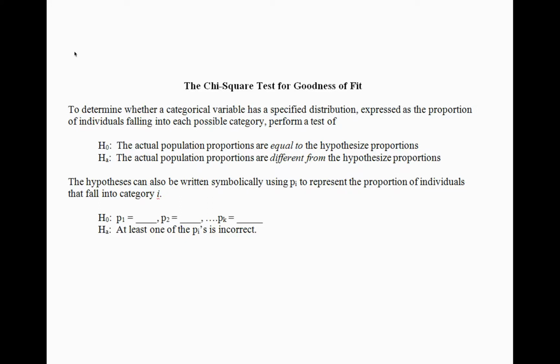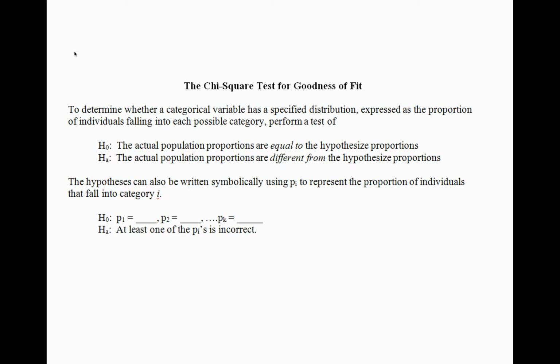All right, in lesson 11.1, we are looking at a new type of hypothesis test called the chi-square test for goodness of fit. This allows us to determine whether a categorical variable with several categories fits a specified distribution. And typically we express that distribution as proportions.